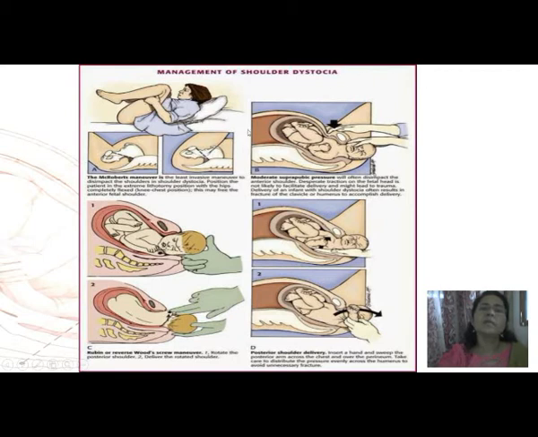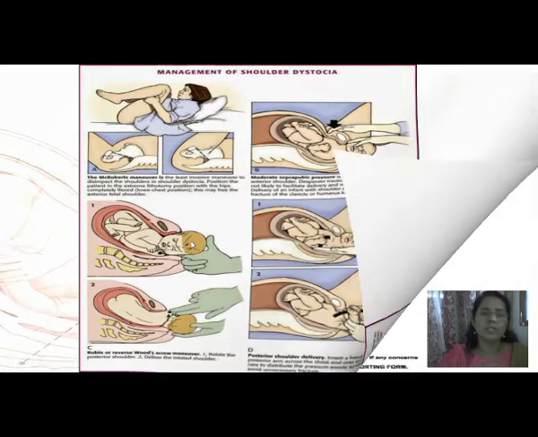So this is the total management we just saw: the McRoberts maneuver and suprapubic pressure, and this is the Rubin's maneuver or reverse Rubin screw maneuver of the shoulder. Next is the posterior shoulder delivery by inserting the arm. If all these fail, then we use the all-fours position.